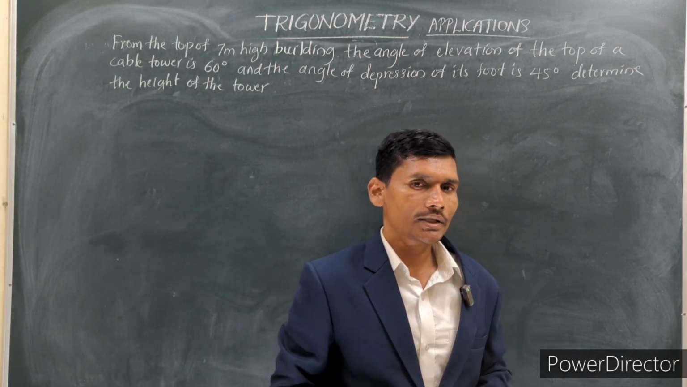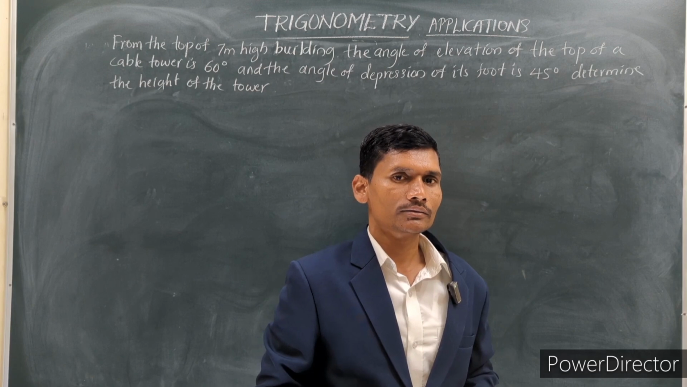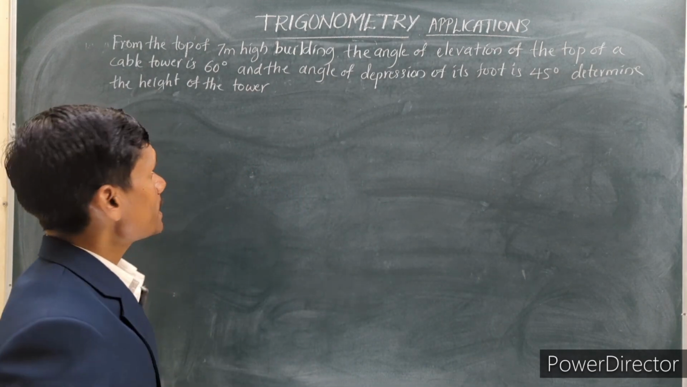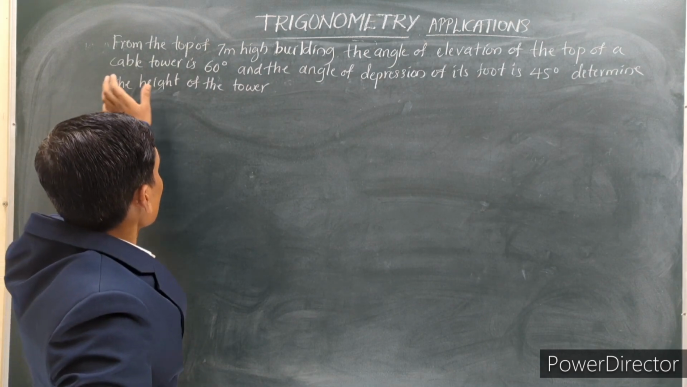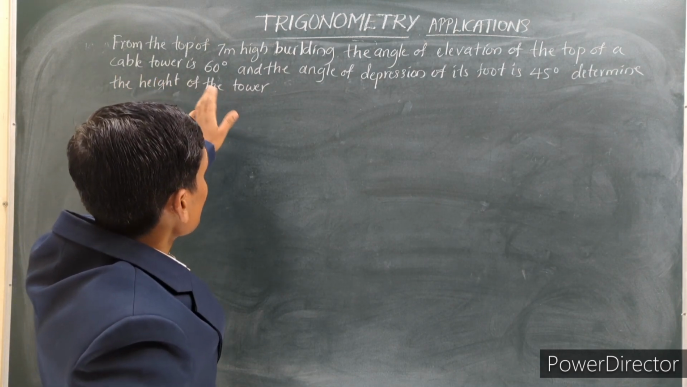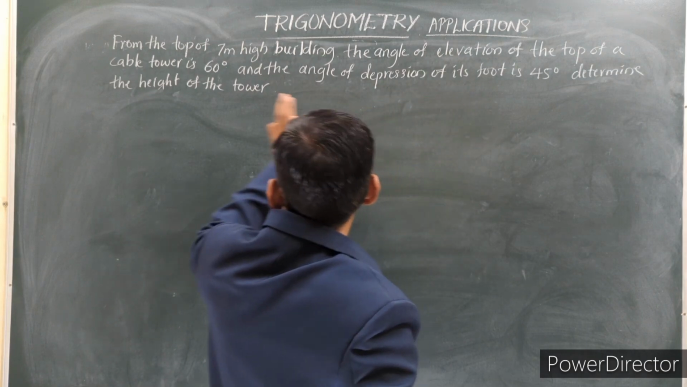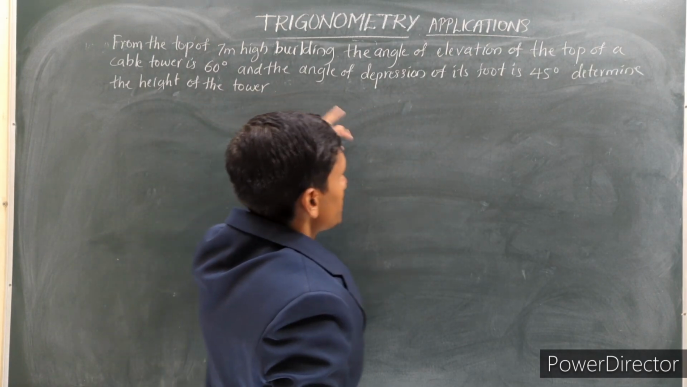Okay, now let us take the next problem. What are they saying in the problem? Look at the problem, what is given there. From the top of a 7-meter high building, the angle of elevation of the top of a cable tower is 60 degree, they are saying there.